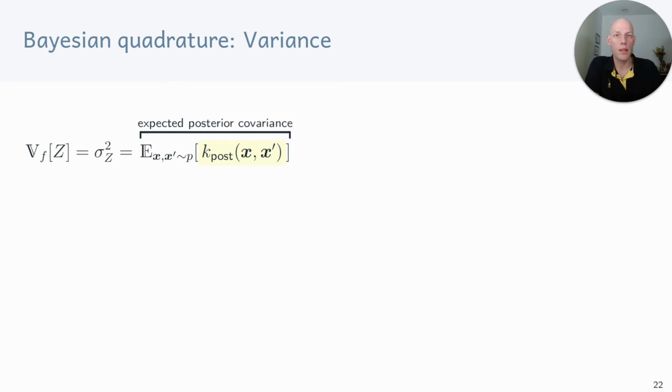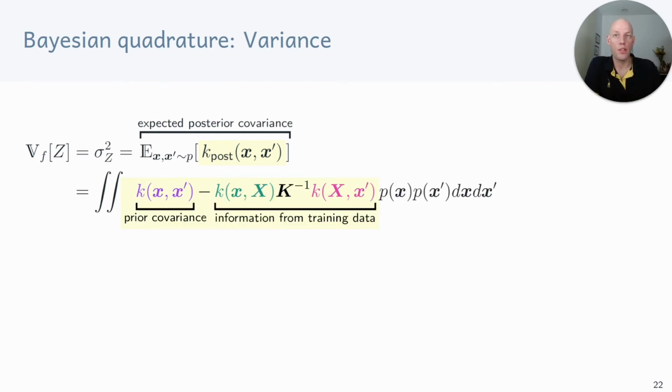We can do similar things with the variance of the integral value. First, we write down what we want to compute. That means the expected posterior covariance where x and x prime are uncertain. The posterior covariance of a GP can be written as the prior covariance, which is this term here, minus the information we can get from the training data, which is this term over here.